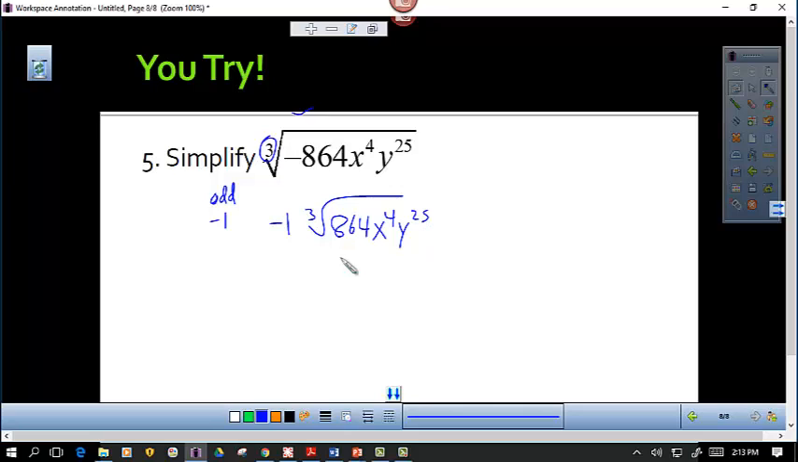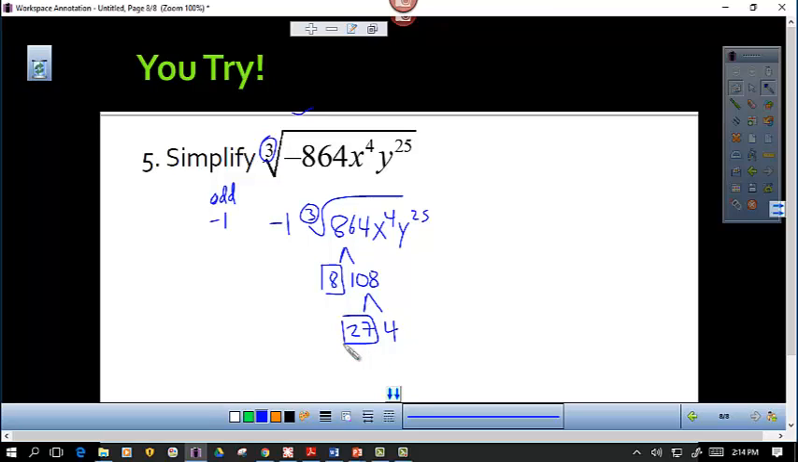So what I saw is I have an 8 and 108, and I'm looking for cube roots. I see that I have a cube root of 8, so I can stop with that one. 108 breaks down into 27 and 4, and I can stop with this one.